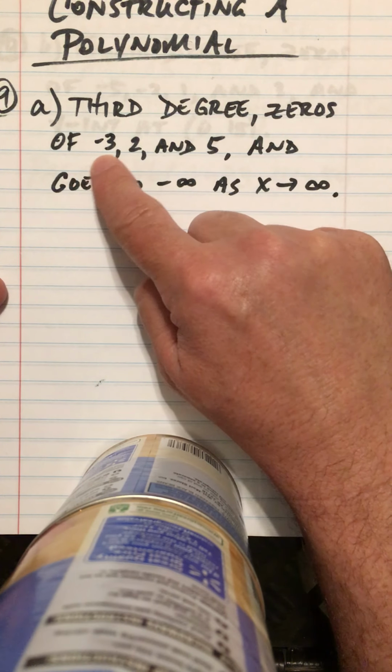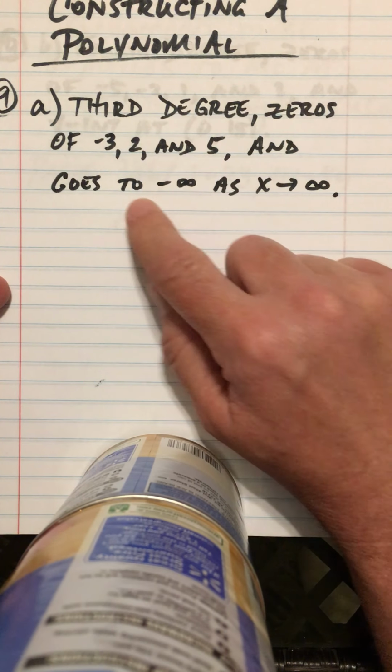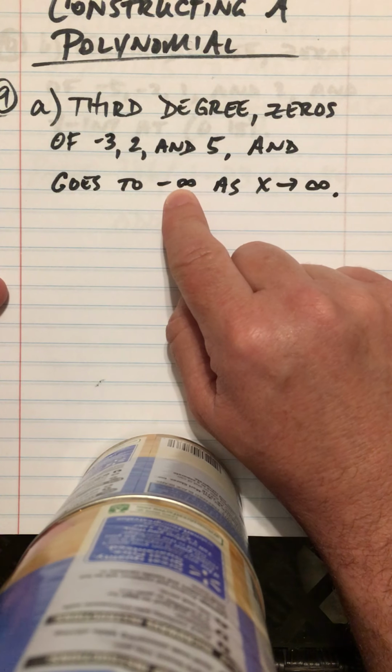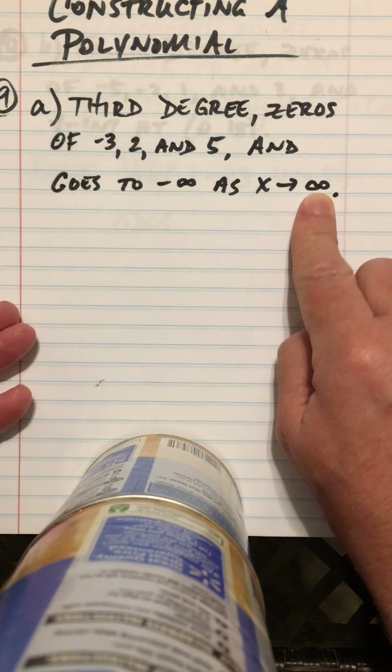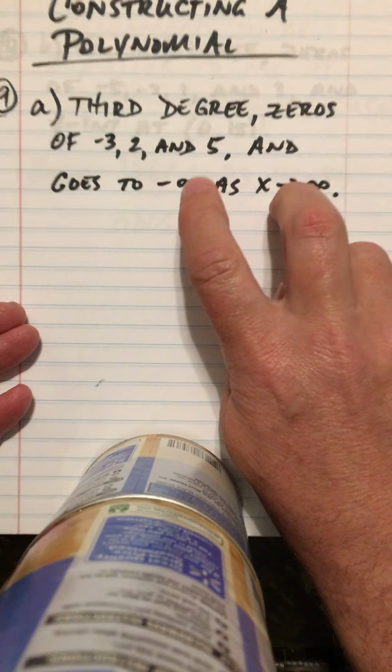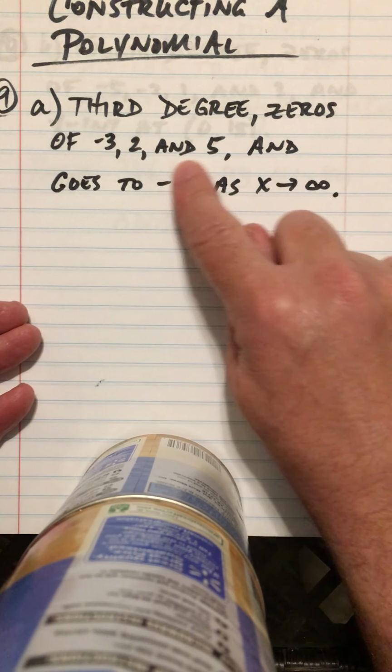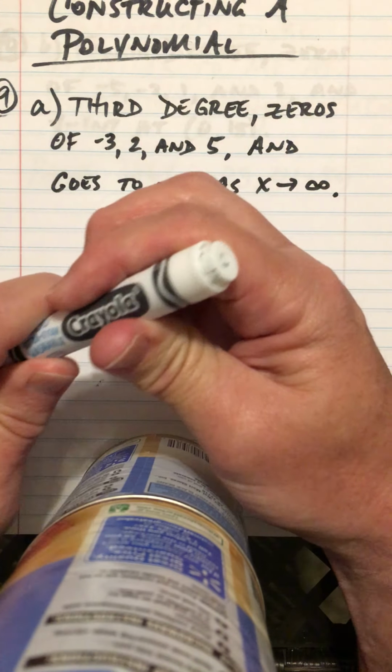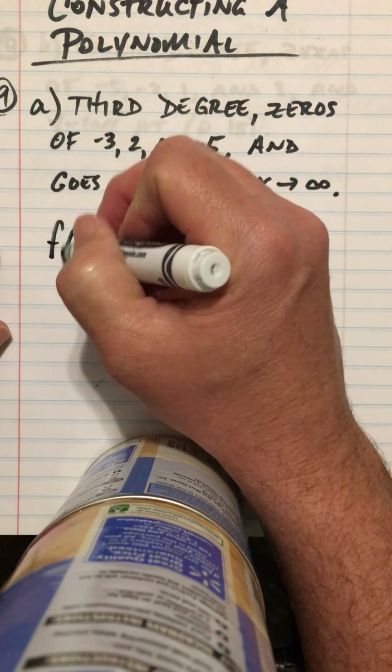They tell you your zeros are -3, 2, and 5, and it goes to negative infinity as x goes to positive infinity. We're going to knock that out last. Let's take care of our zeros because that's easy. First, let's name our polynomial. I'll call it f of x.